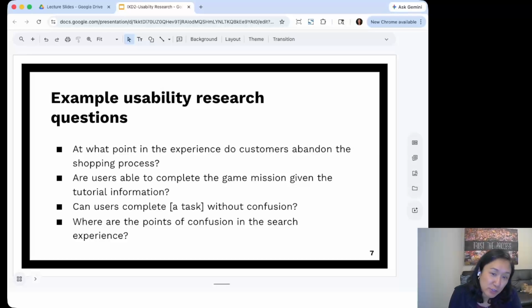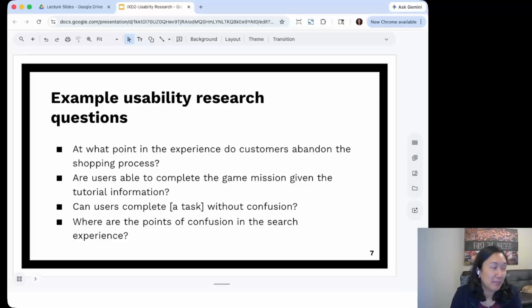Another type of usability research question can be like, are users able to complete the game mission given the tutorial information? So did you give enough context? Did you teach them enough of the functionality for them to be able to actually complete the game? So that would be a usability study topic. Can users complete a given task without confusion? So that also goes back to usability. Can they do something without intervention? And can they be self sufficient in completing that task without assistance?